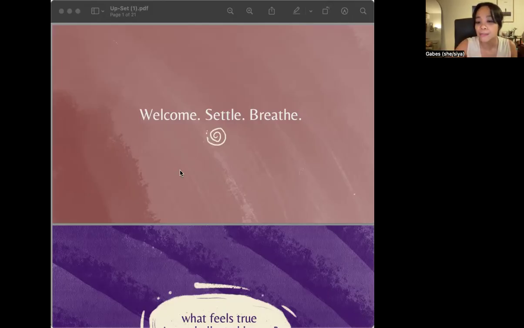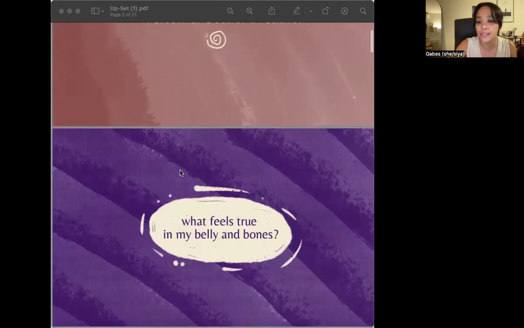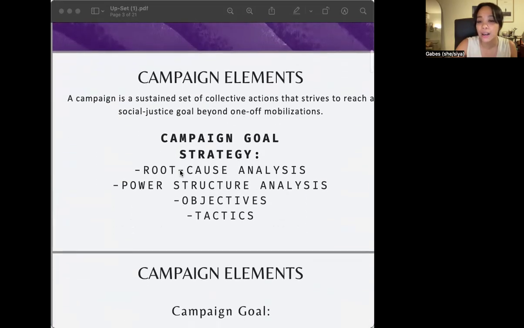Okay. Again, I hope to give you these slides. This is a bit of a review of campaign elements. As y'all know, a campaign is a sustained set of collective actions that strives to reach a social justice goal beyond one-off mobilizations, beyond one-off protests or rallies, one-off election cycles. Ideally, this is a long-term commitment, your campaign.